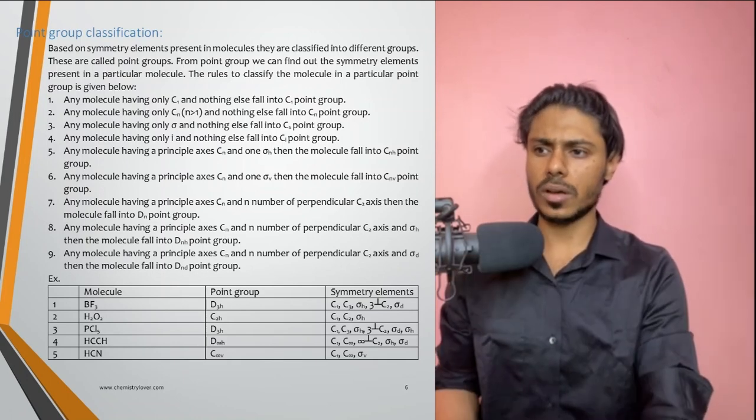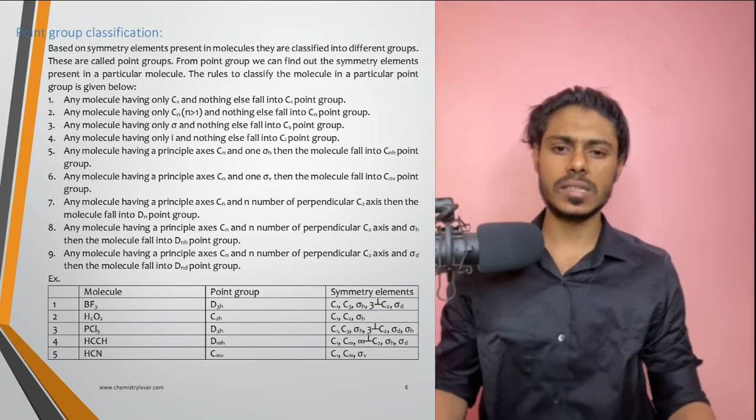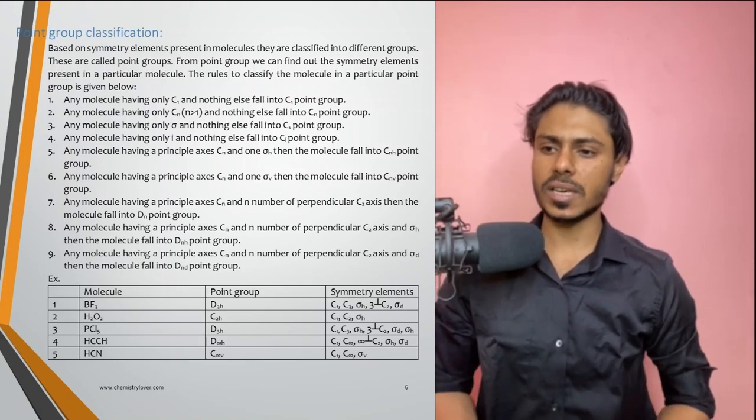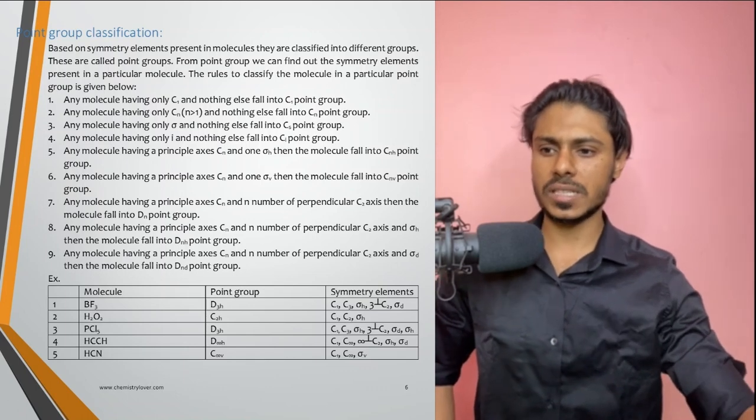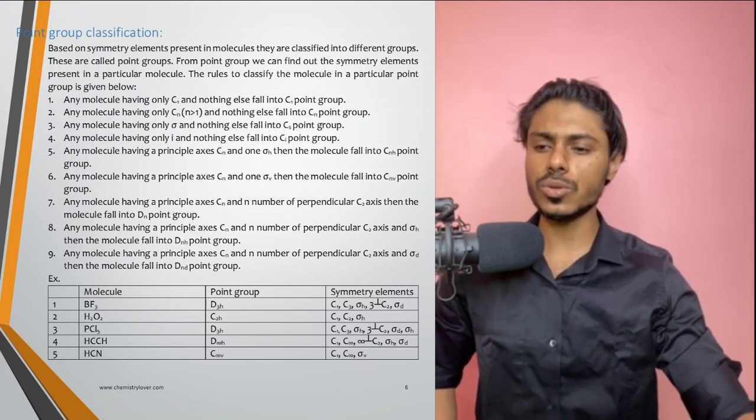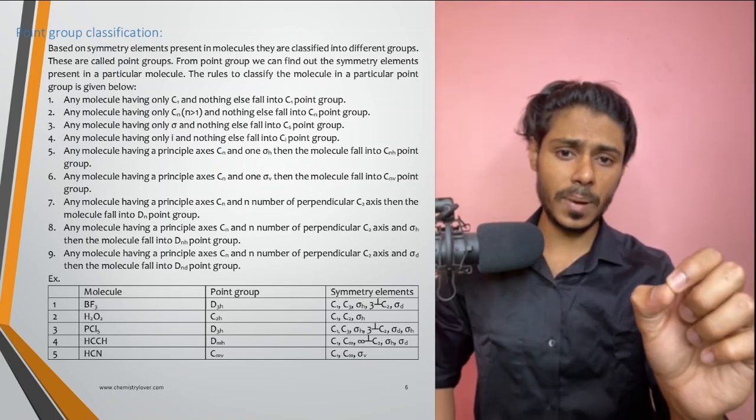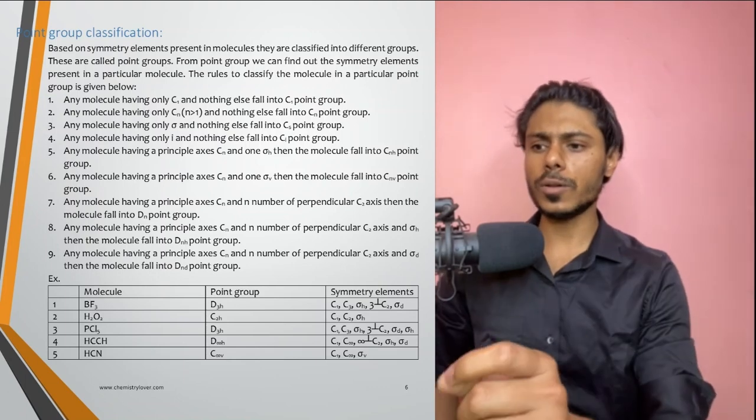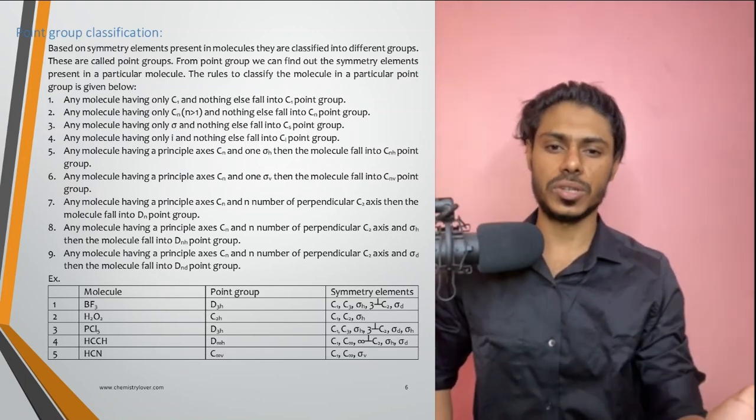So if you read the rules one by one, you can easily do that. Now let us see a few examples. In case of BF3, we have C1, we have C3, we have sigma H, and three perpendicular C2. Because it is having perpendicular C2, sigma V is called sigma D here, right? So according to our rule, the point group will be D3H.